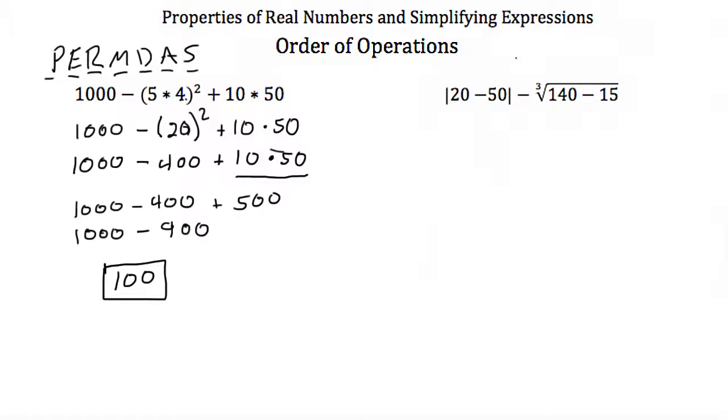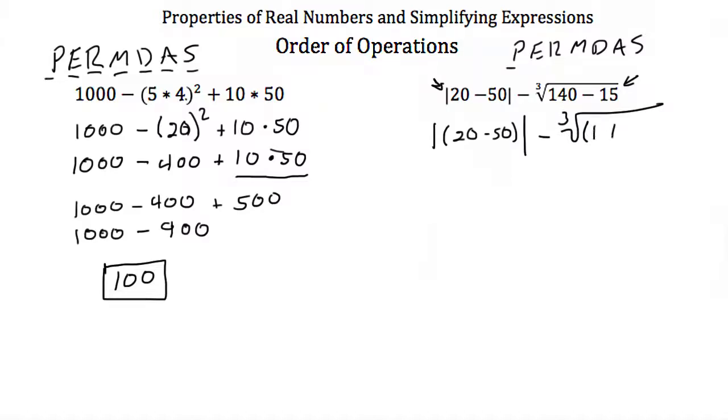Let's try this again. Here we have our order of operations. And the first thing we do is parentheses. Well, it's not just parentheses, it's any grouping term. So that includes our absolute value and what's underneath the radical. If it helps, think of an absolute value as the absolute value of 20 minus 50 in parentheses, and then subtracting the cube root of, in parentheses, 140 minus 15. Radicals and absolute values and brackets are all grouping terms, so they all fall under the parentheses of PERMOAS. Or if you remember your order of operations, you just do all grouping terms first.